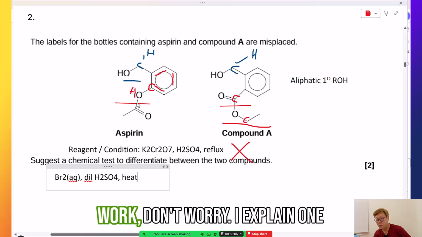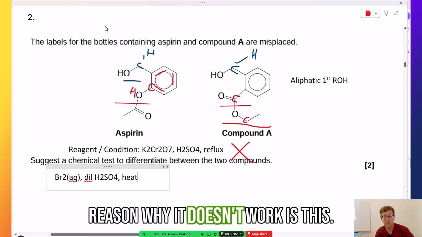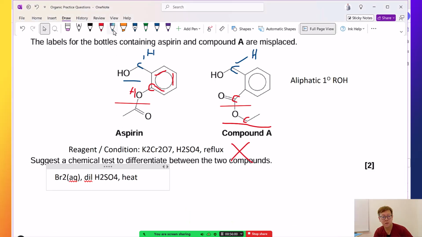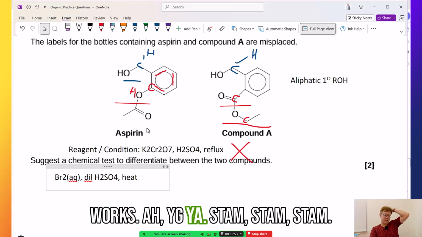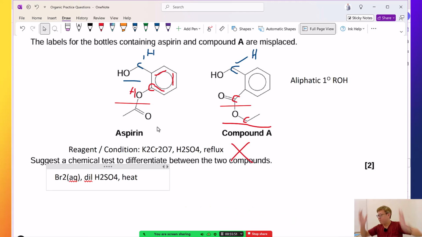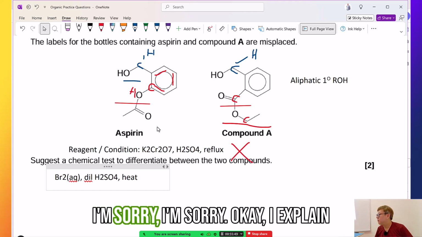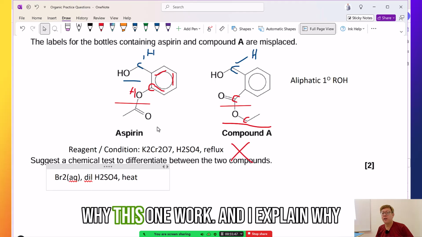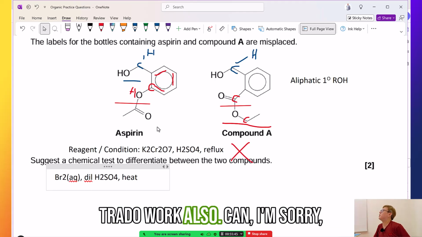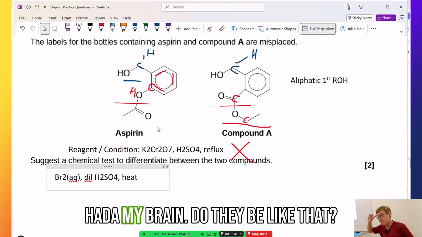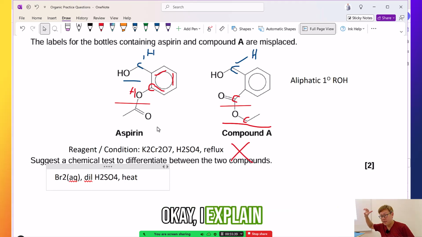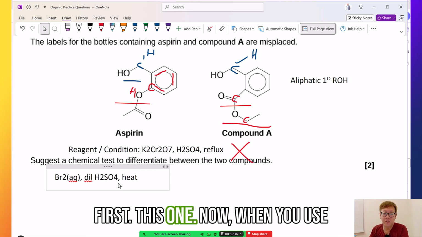Now, if you don't know why triiodo doesn't work, don't worry, I explain one more time. Triiodo, the reason why it doesn't work is this. Triiodo, if you cleave, wait, triiodo works? Damn. I'm sorry. Okay, I explain why this one works and I explain why triiodo works also, can? Pardon my brain, today a bit laggy. Okay, I explain first this one.